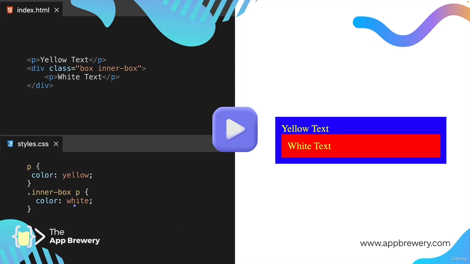So in this case, notice that the paragraph that we want to set to color white happens to live inside a different div. And this div already has a different class. It has box, but it also has inner box. And in our case, we only wanted the text in the inner box right here to be turned into white. So we can use that piece of information and combine these two things in order to select a specific element.